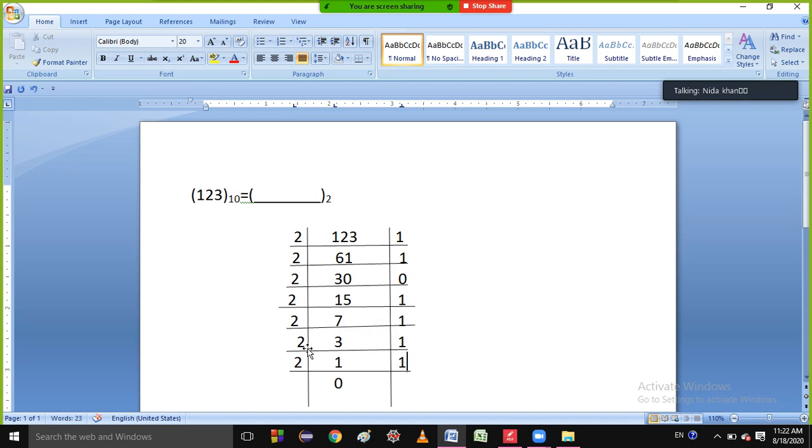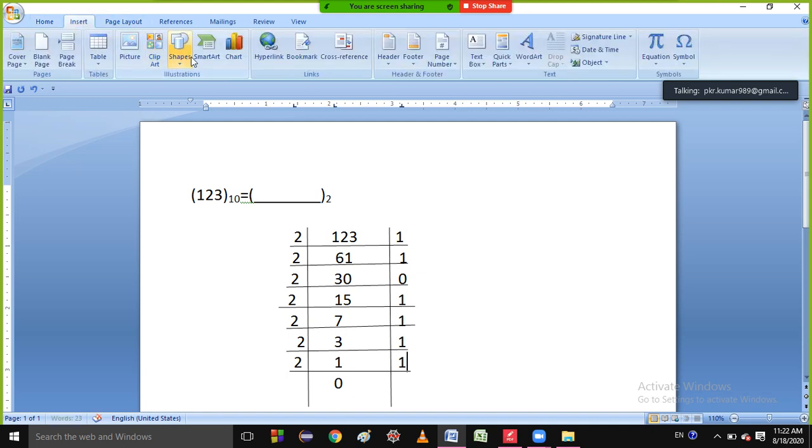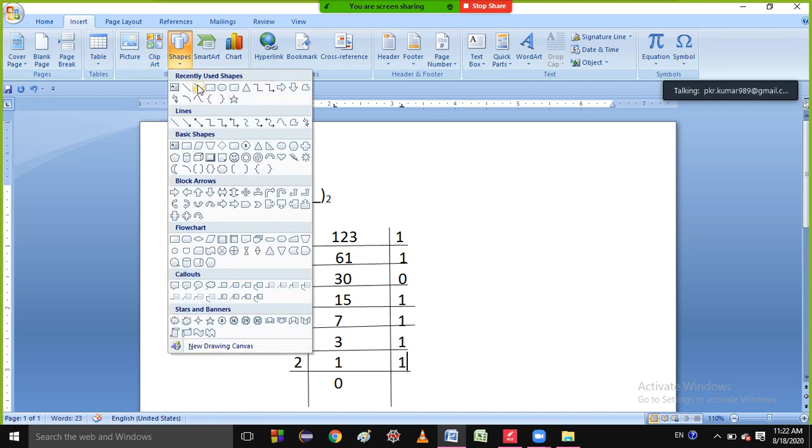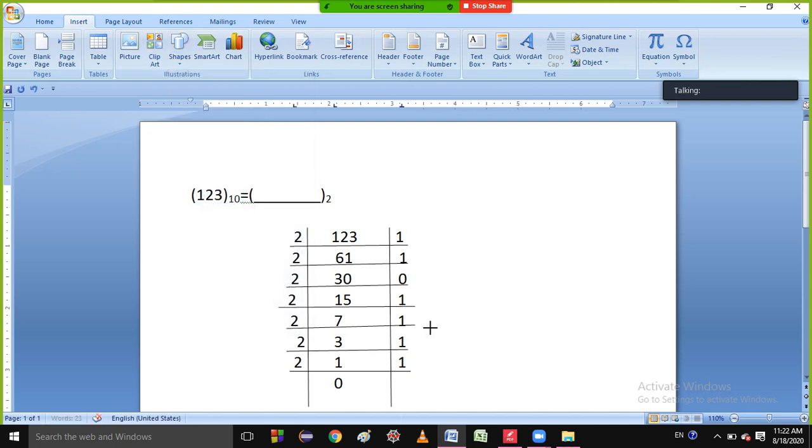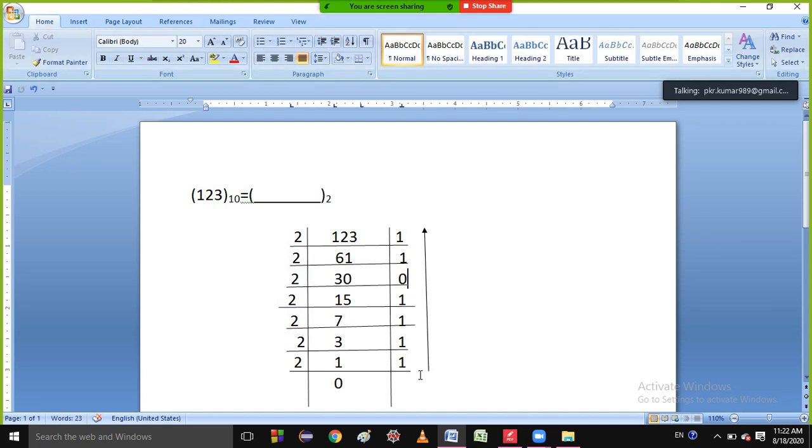Very nice. So you will divide your number until you get 0 over here. Then the next step, just listen. Next step, students, your answer will be from down to upside.